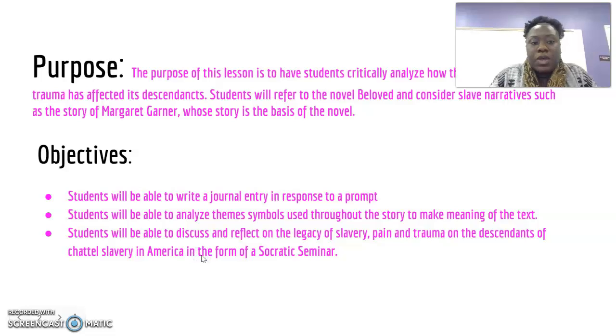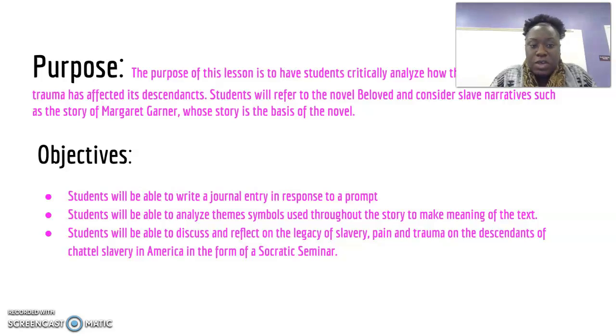Novel Beloved. The purpose of the lesson is to have students critically analyze how the legacy of slavery and trauma has affected its descendants, and students will refer to the novel and consider other slave narratives, such as the story of Margaret Garner, whose story is the basis of the novel.